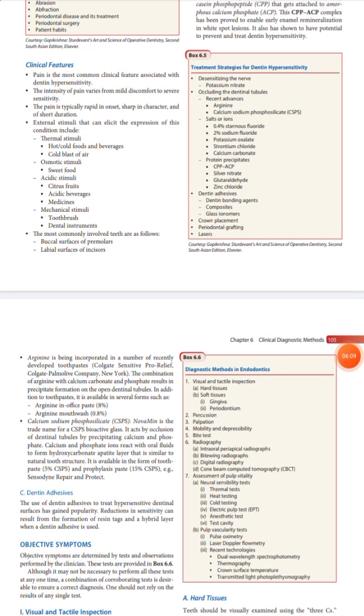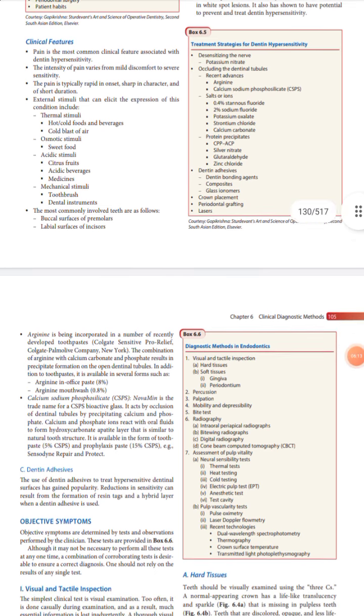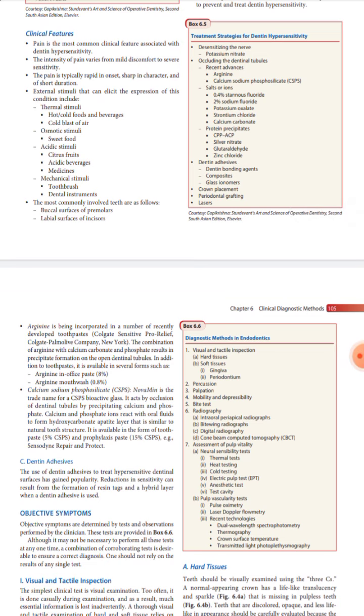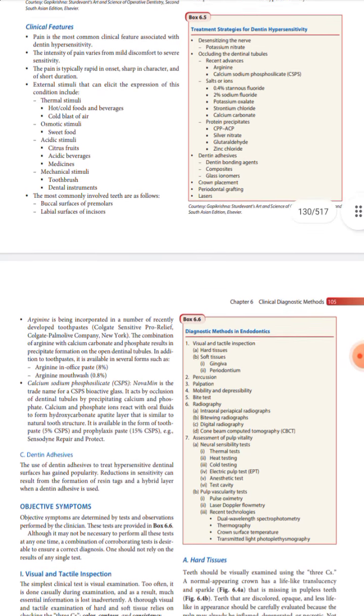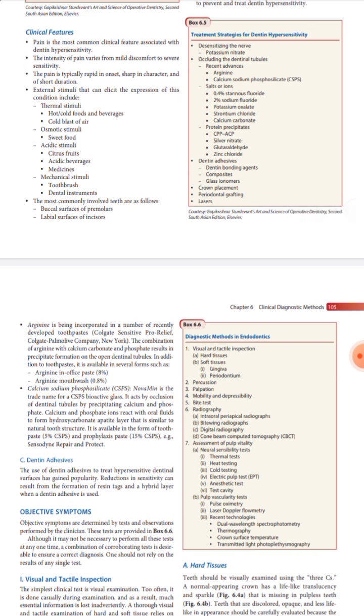Clinical features: pain is the most common clinical feature associated with hypersensitivity. The intensity of pain varies from mild discomfort to severe sensitivity. The pain is typically rapid in onset, sharp in character, and of short duration.